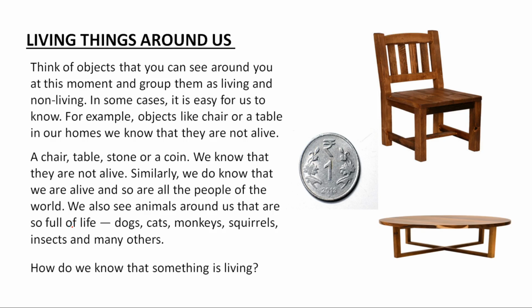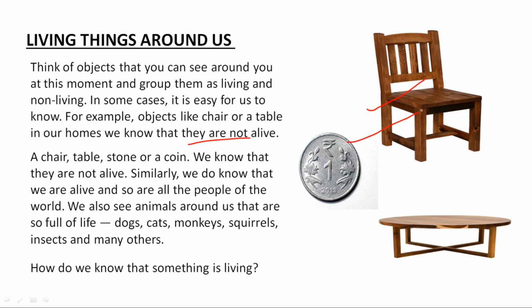Next, you will see living things around us. Think of objects that you can see around you at this moment and group them as living and non-living. How will we group them? In some cases it is easy for us to know. For objects like chair and table in our homes, we know they are not alive because they are not moving. That is how we differentiate between living and non-living.